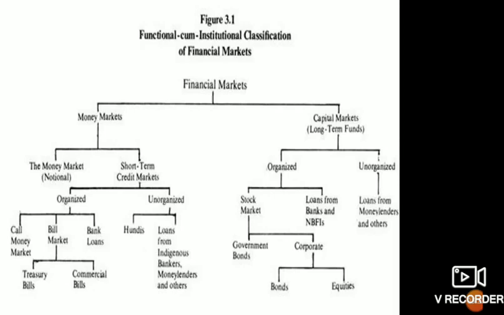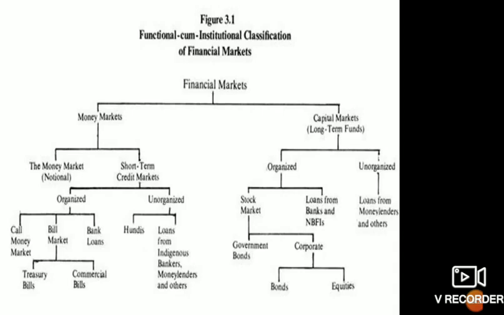Here there is an organized capital market and an unorganized capital market. The organized capital market is a controlled market, a standardized, statutory controlled organization, and the unorganized one is not properly organized, with lenders like local lenders and moneylenders. Under the organized market there is the stock market, and loans from banks and NBFCs also.